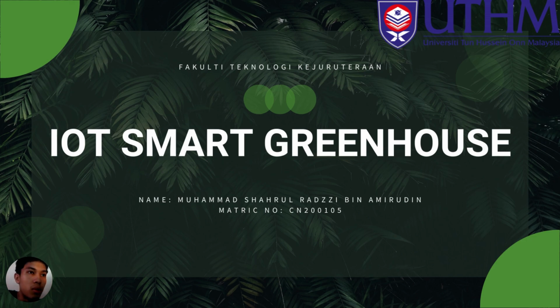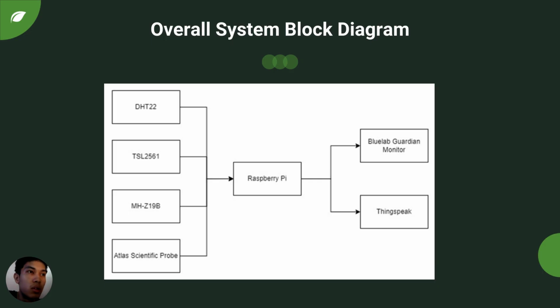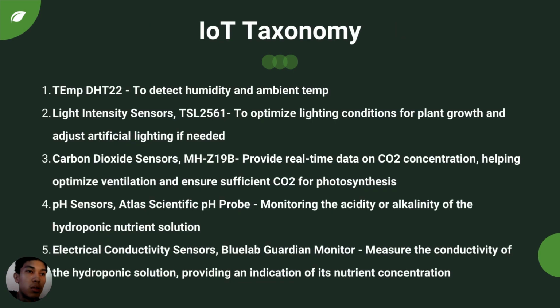So I'm going to present about IoT Smart Greenhouse. This is my overall system block diagram, which is the main microcontroller, Raspberry Pi, connected to DHT22, TSL2561, MHZ19B, and Atlas Scientific Probe. Those are the sensors, with the output going to Blue Lab Guardian Monitor and ThingSpeak.